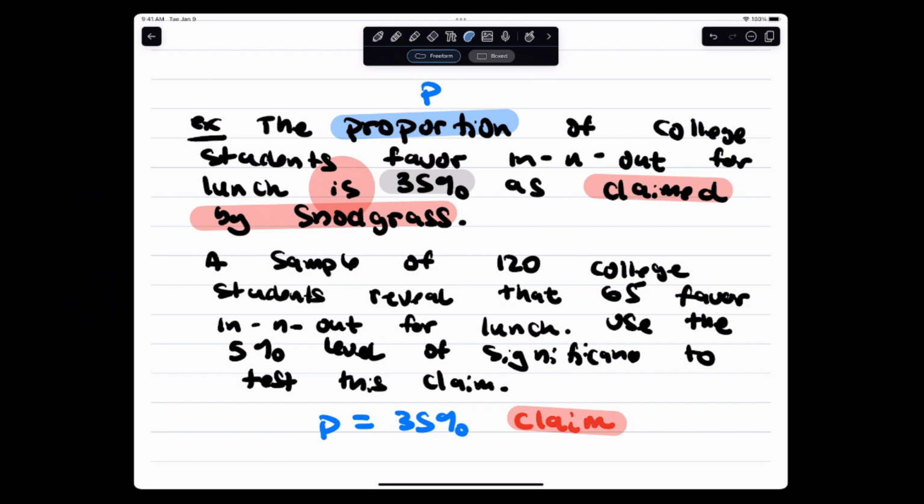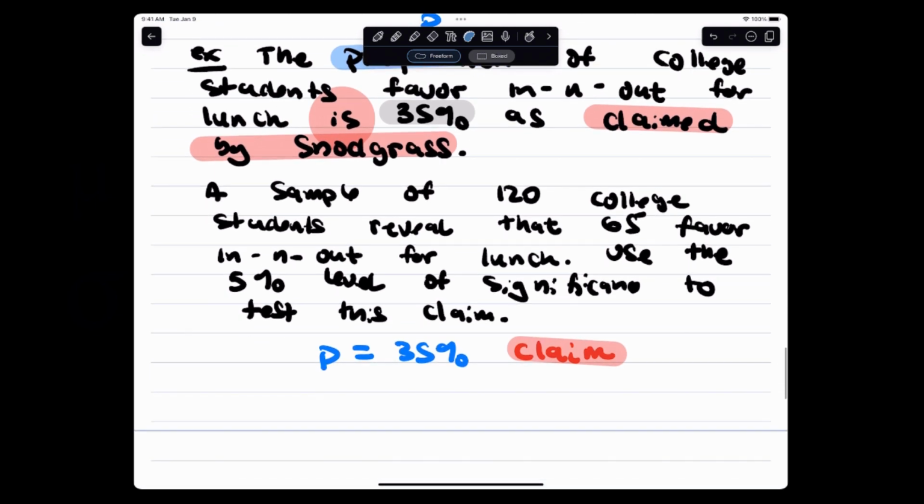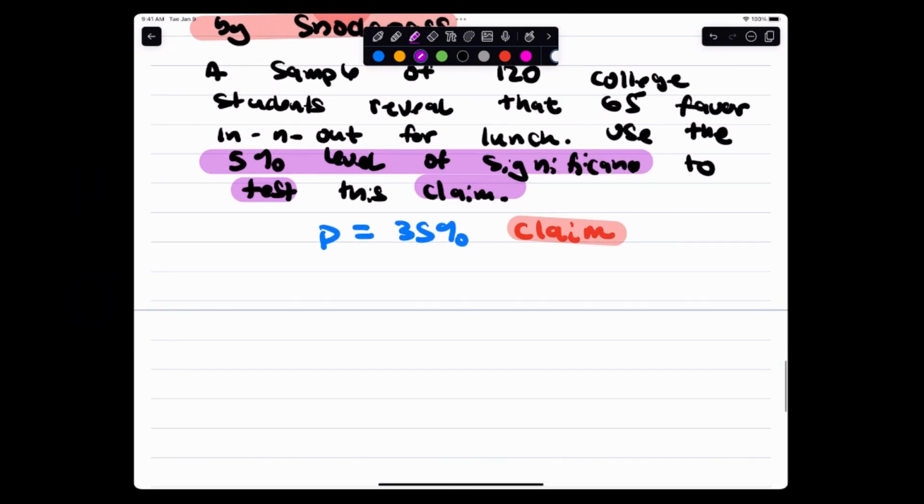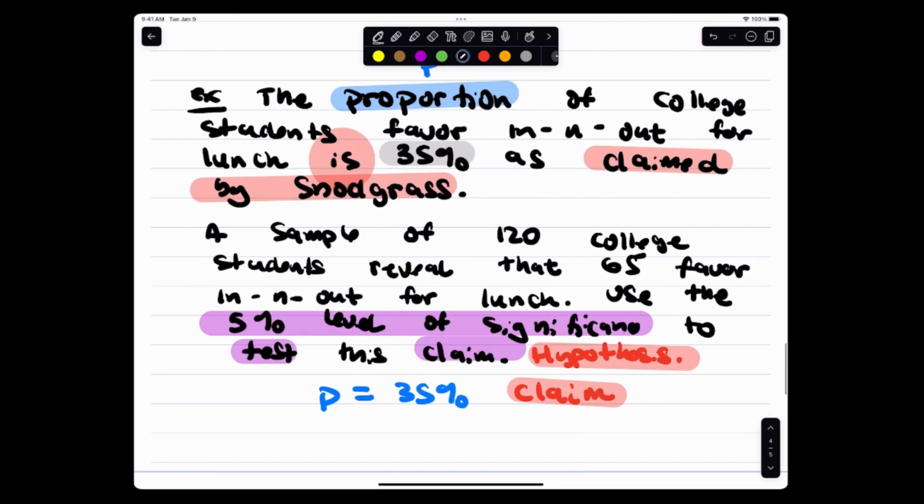So you're going to see the questions look exactly like this. And I want you guys to jump to the end and see what they say: use the 5% level of significance to test this claim. Do you guys know what a claim is, by the way? That's a hypothesis. A claim is a hypothesis. 35%.